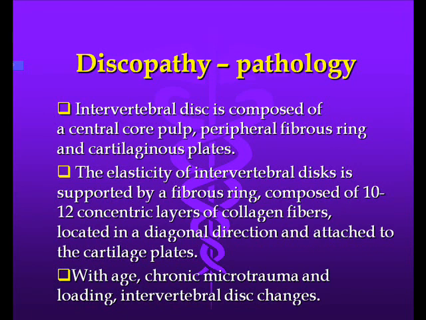Its function is to serve as a physiological shock absorber for the individual elements of the spine and to protect the bone bodies of the vertebrae from direct contact. At a young age the pulp core is gelatinous and its water content exceeds 80%. The elasticity of intervertebral discs is supported by a fibrous ring, composed of 10 to 12 concentric layers of collagen fibers, located in a diagonal direction and attached to the cartilage plates. With age, chronic microtrauma and loading, the intervertebral disc changes.